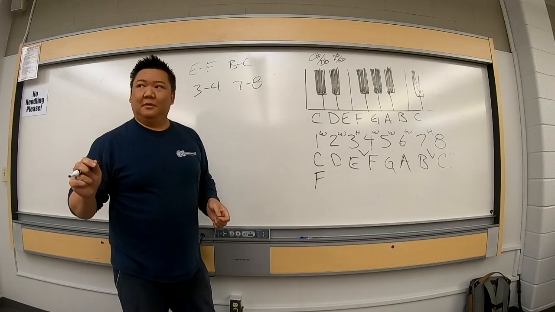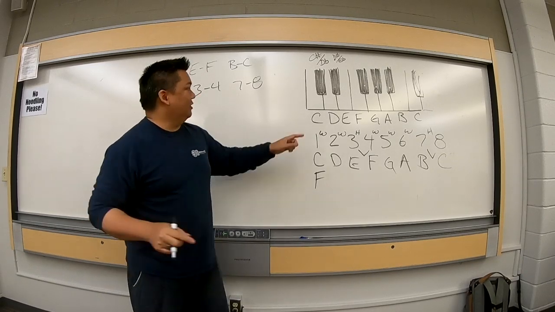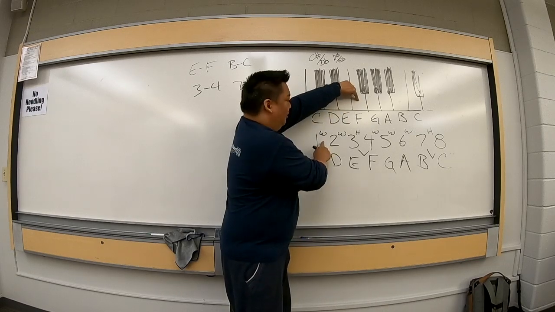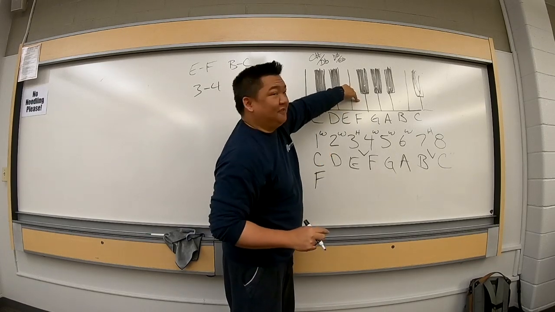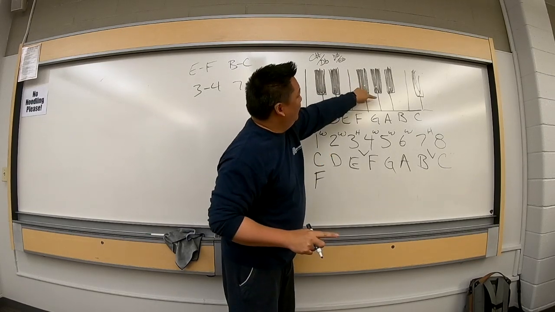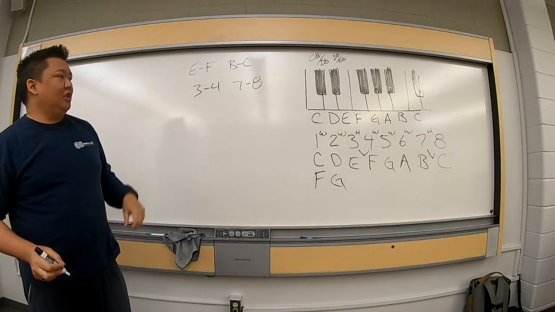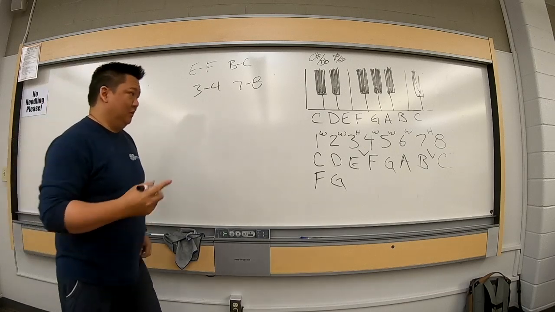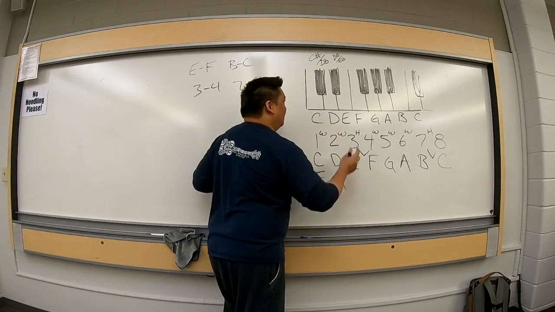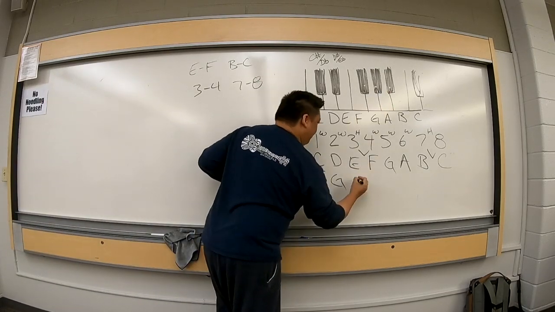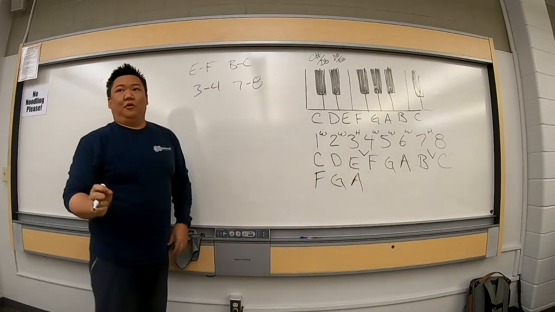1 to 2, half or whole step? Whole. Good. So here's my F. 1 to 2, we know it's going to be a whole step. So how many half steps in a whole? 2. So F, 2, G. Good. 2 to 3, half or whole? Whole step. A. Right? 2 to 3 is whole. So G, 2, A. 3 to 4, half or whole?